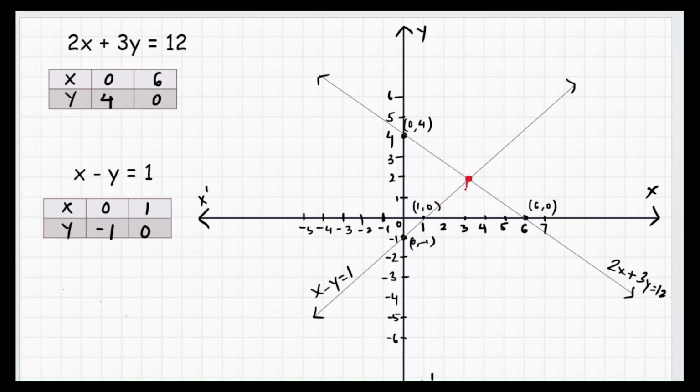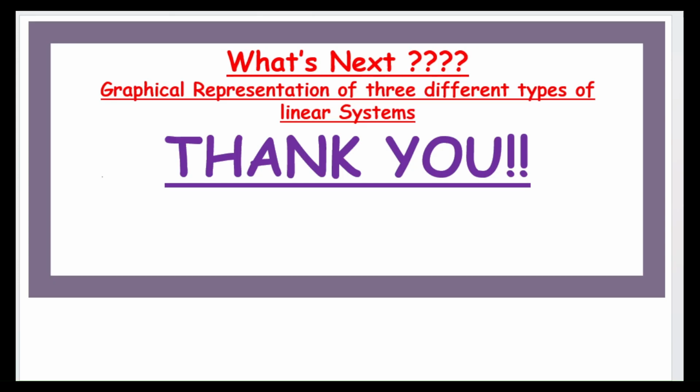What is that point? If I drop a perpendicular, it's slightly over this side, but that's just because of the positioning of the lines, but the point will fall on 3 of the x-axis and 2 of the y-axis. So 3 comma 2, x 3, y 2. So the solution is 3 comma 2. That means x equals 3 and y equals 2 is the solution set for this given linear system of equations. So this was a good comparison between all the three methods where I solved a single question by elimination, substitution and graphical method.